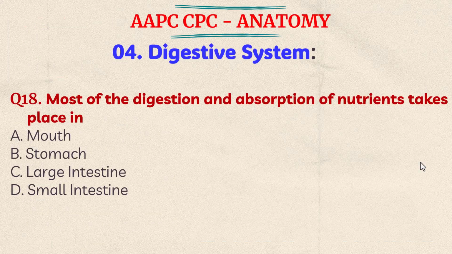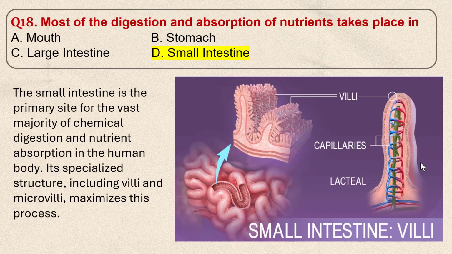Question number 18. Most of the digestion and absorption of nutrition take place in A. Mouth. B. Stomach. C. Large intestine. D. Small intestine. Think the answer. The correct answer is D. Small intestine. As I explained earlier, the small intestine is the primary site for the vast majority of chemical digestion and nutrient absorption in the human body. Its specialized structures, including villi and microvilli, maximize this process.